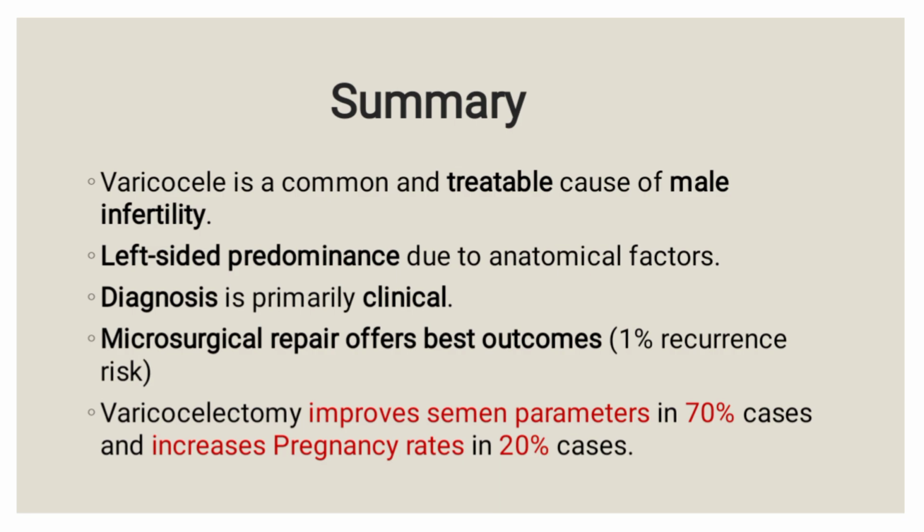So, the summary of today's lecture is that varicocele is a common and treatable cause of male infertility. Left-sided predominance is due to anatomical factors. Diagnosis is primarily clinical. Microsurgical repair offers the best outcomes, like 1% recurrence risk with microscopic subinguinal varicocelectomy, and varicocelectomy improves semen parameters in 70% of cases and increases pregnancy rate in about 20% of the cases.